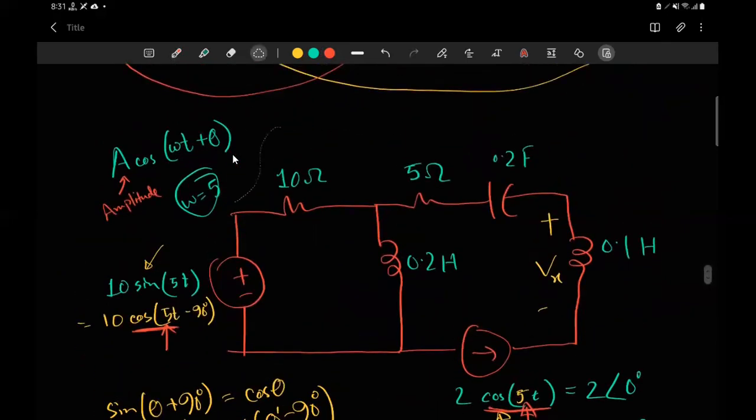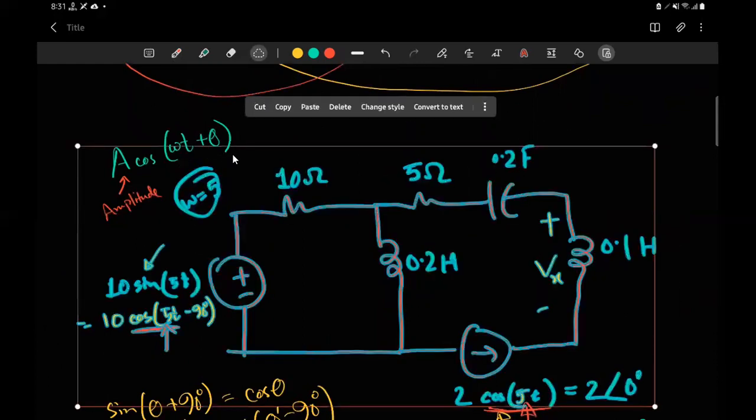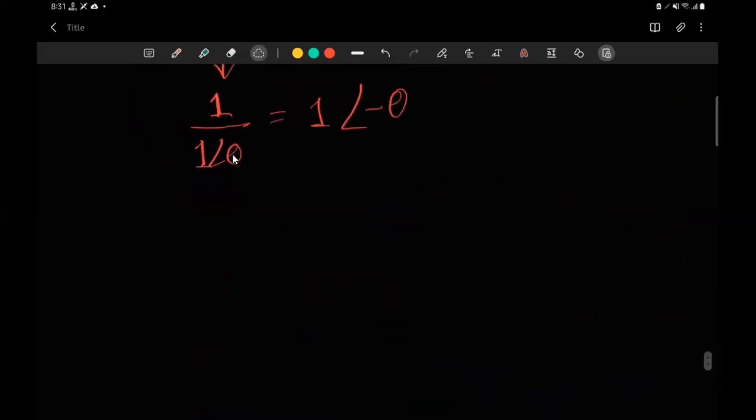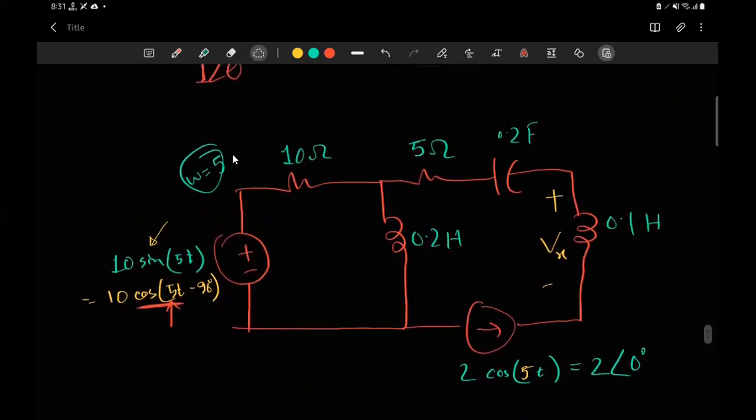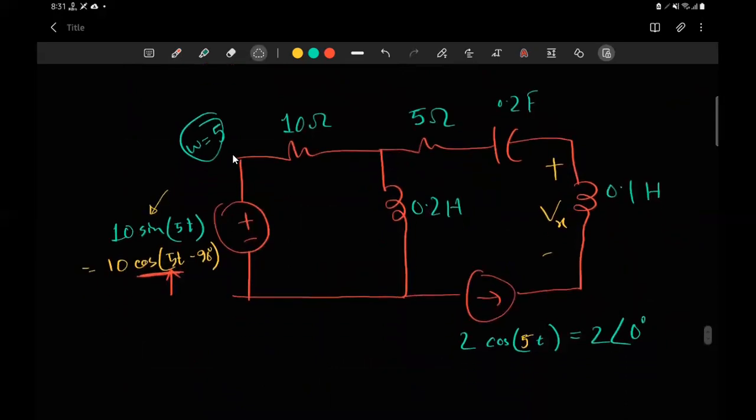Let me copy this. We are going to convert this whole thing into complex numbers. So remember how to convert our voltage sources. This should be 10 angle minus 90 degrees, right? Just look at the amplitude and the phase, and ignore the cos 5t part. For the other source, you have 2 and 0 degrees. There is no phase, so basically you have 2 angle 0, right?